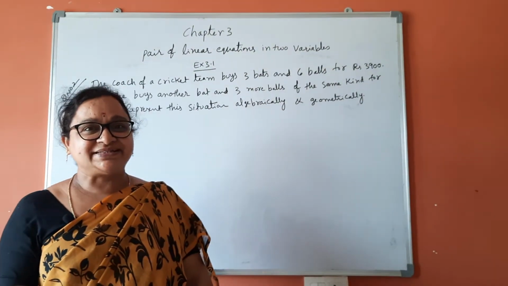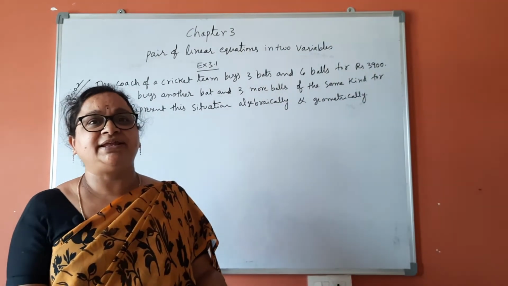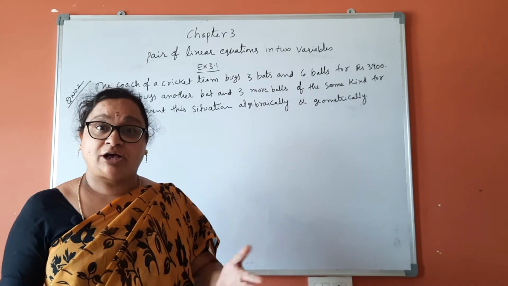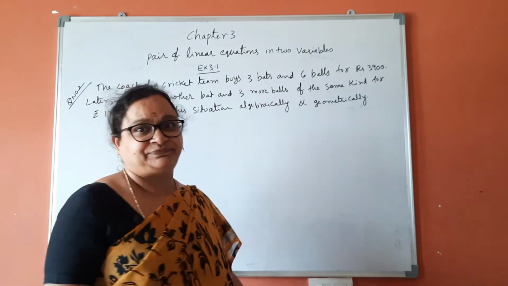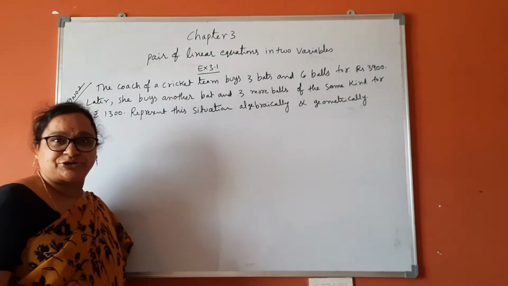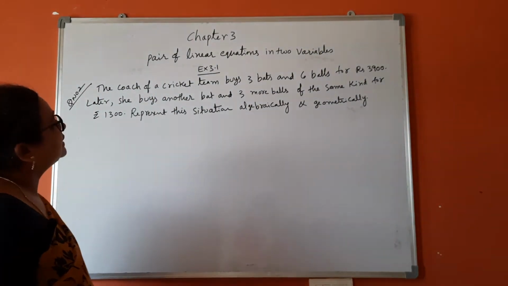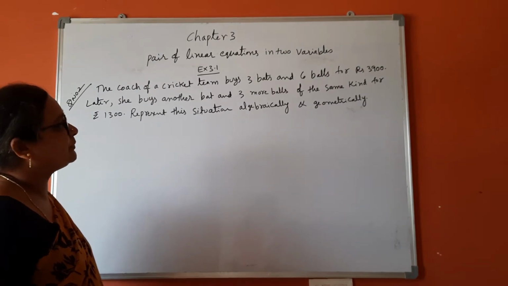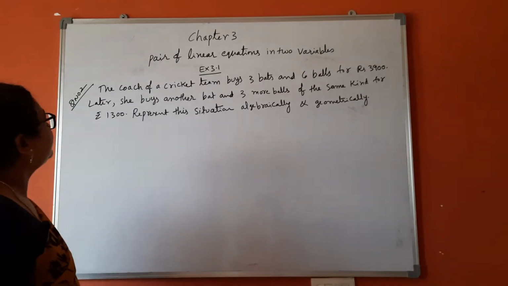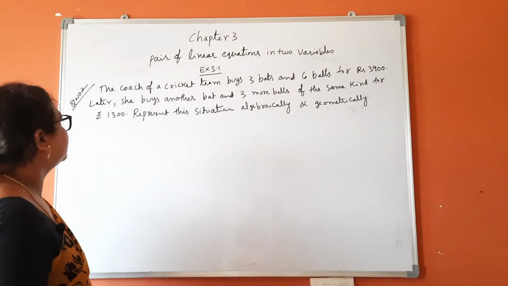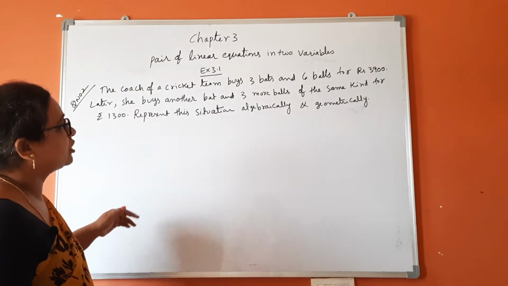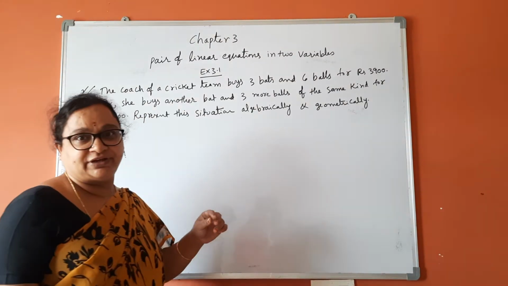Last class we discussed how to represent a pair of linear equations in two variables algebraically as well as graphically. Let us continue today. Exercise 3.1, question number 2. The coach of a cricket team buys 3 bats and 6 balls for rupees 3900. Later she buys another bat and 3 more balls of the same kind for 1300. Represent this situation algebraically and graphically.